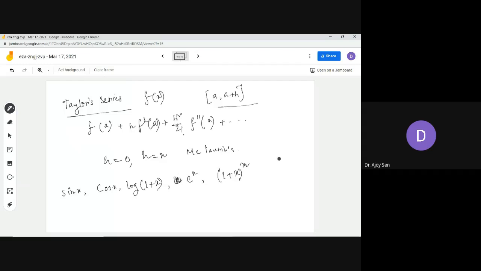This m here can be any fraction also. So these are some basic functions for which you have to find their Taylor series, and how to find the Taylor series. Generally this Taylor series will be around 0, so the value of a will be 0, and you have to calculate all the derivatives, f dash a, f double dash a, all these derivatives, and you will have to write the Taylor series.